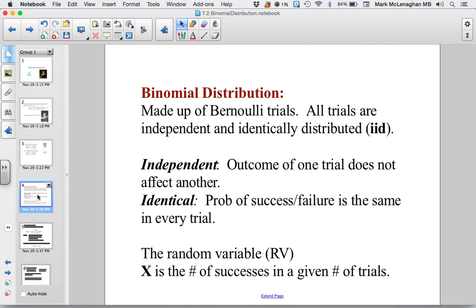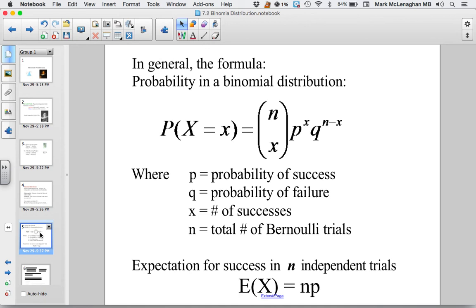Okay, again, we still have the random variable, RV, and we use capital X. This time, the random variable is the number of successes in a given number of trials for that binomial distribution.